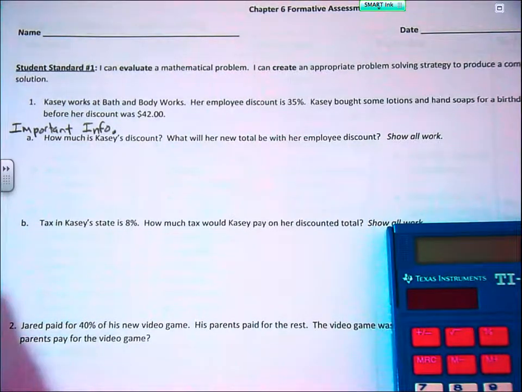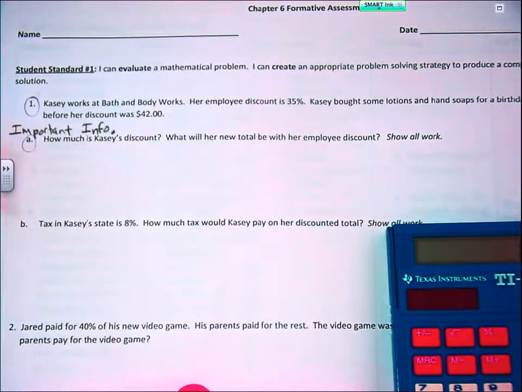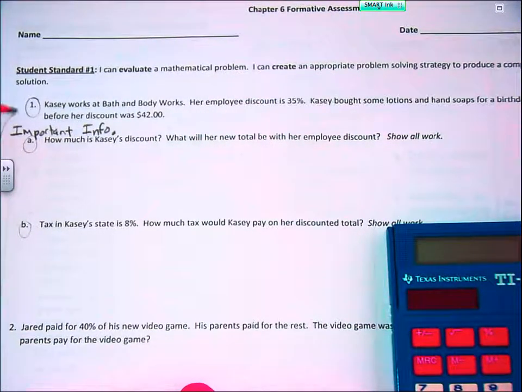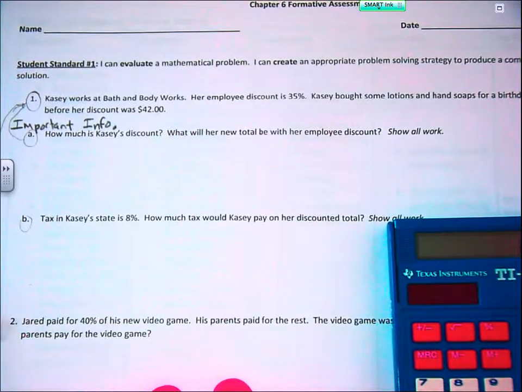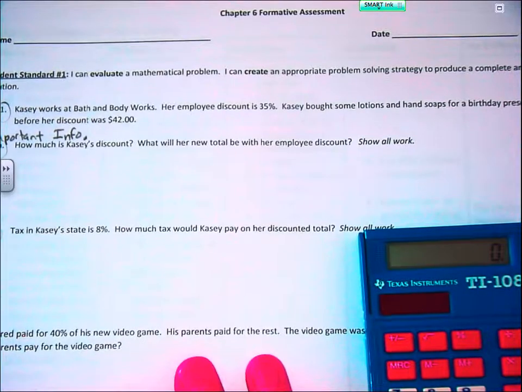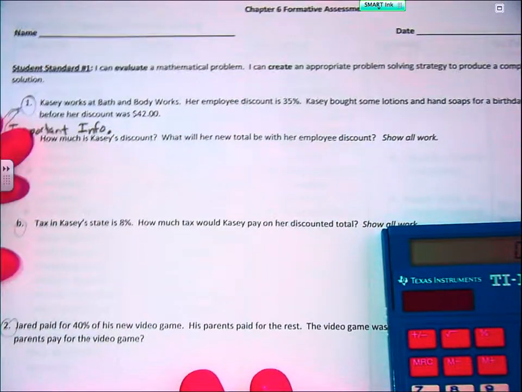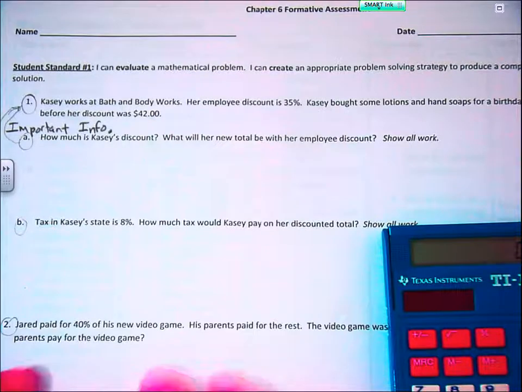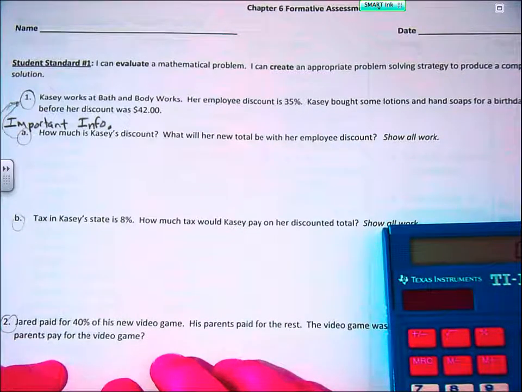I want to be looking for when they ask for multiple questions. All right? There's a 1 here, and there's 1A and 1B. Anything that is like that is all connected to that first problem. And then there's a 2 down here. So with Casey, I'm going to put the important information for Casey, and then I'm going to have a separate problem for Jared. All right?